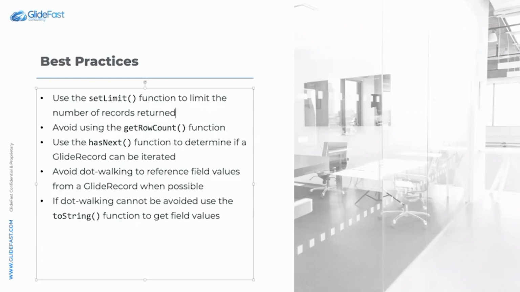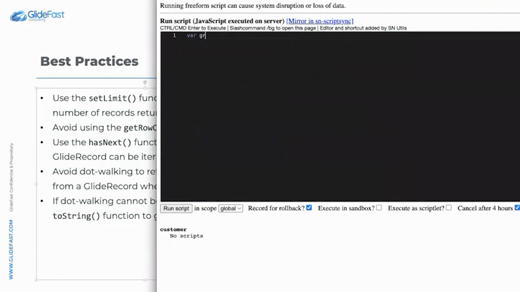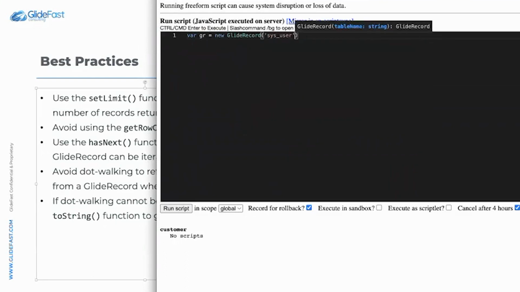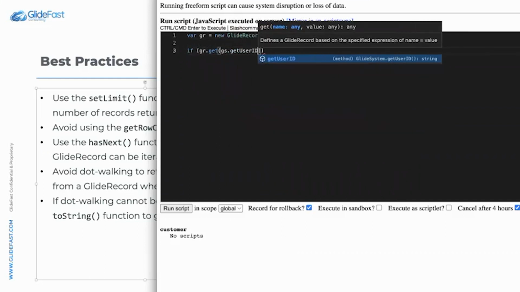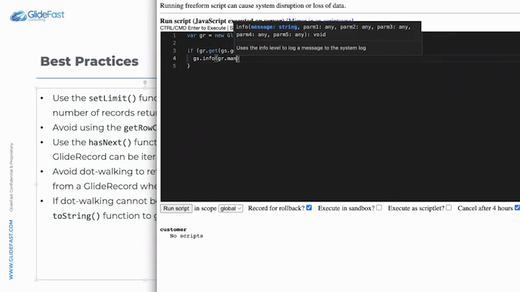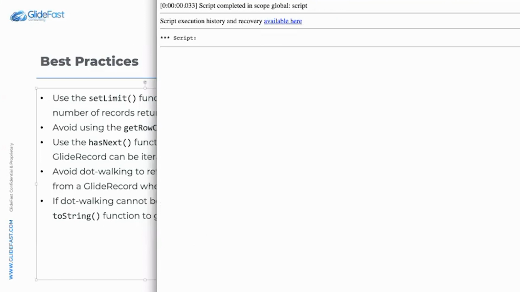Okay. Avoid dot walking to reference field values from a GlideRecord when possible. We all do this, and I didn't realize what a performance hit it is until really considering this presentation, to be honest with you. When you dot walk, so if we go back in here and save our gr equals new GlideRecord, and let's do sys_user, the sys_user table, and say if gr.get, and I'm going to use gs.getUserID, so my own user ID, and then say gs.info gr, let's get manager name. I don't know if I have a manager in here, so we're going to see if this fails. Yeah, it's nothing in there.